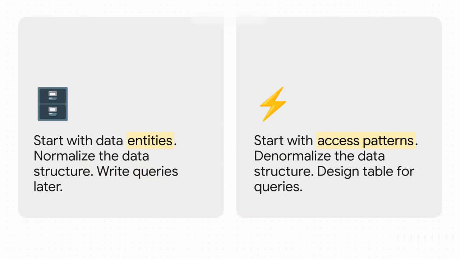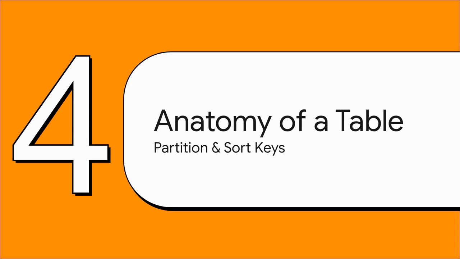And this comparison just lays it all out. With relational design, you start with your data, you normalize it to get rid of any duplication, and then way later, you figure out your queries. DynamoDB completely flips that on its head. You start with the access patterns. You actually denormalize and duplicate data on purpose to speed things up, and you design the table to perfectly fit those queries.